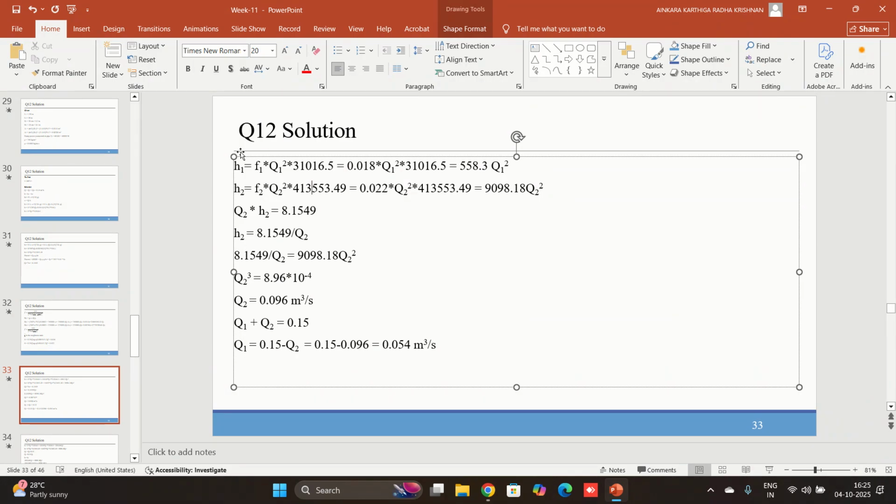If there are any mathematical errors, please forgive me if you are looking at it at a later stage. I tried my level best to keep it error free, but the error we identified right now, similar things might be there, so just check the method and don't take much from the numbers. So 9098.18 Q2 square. This one we don't need.